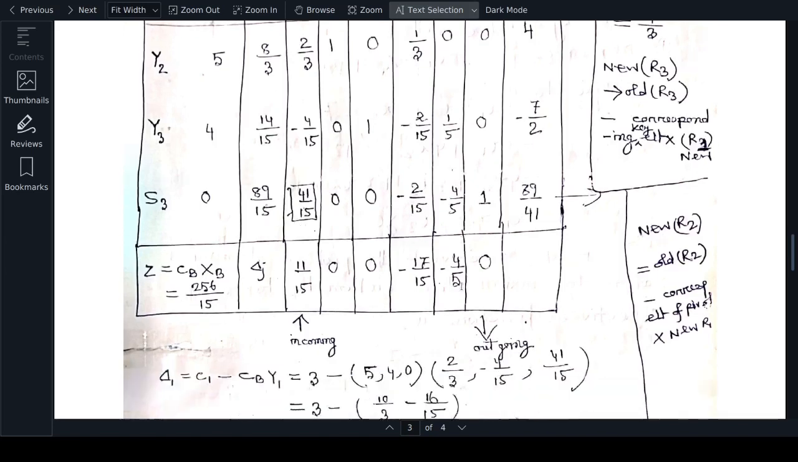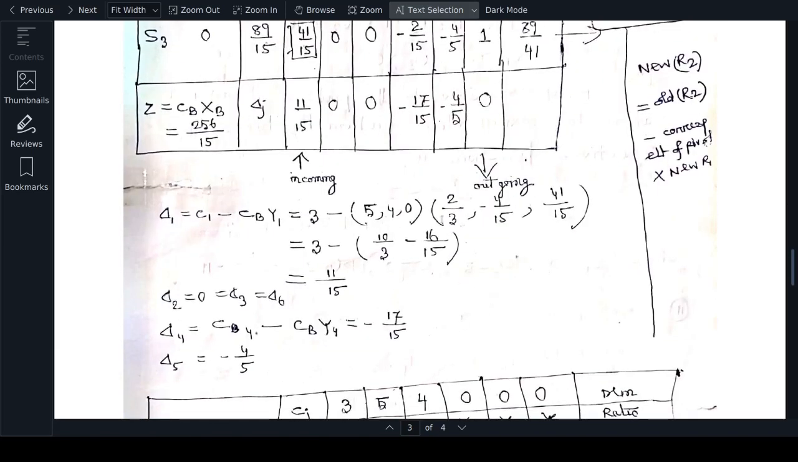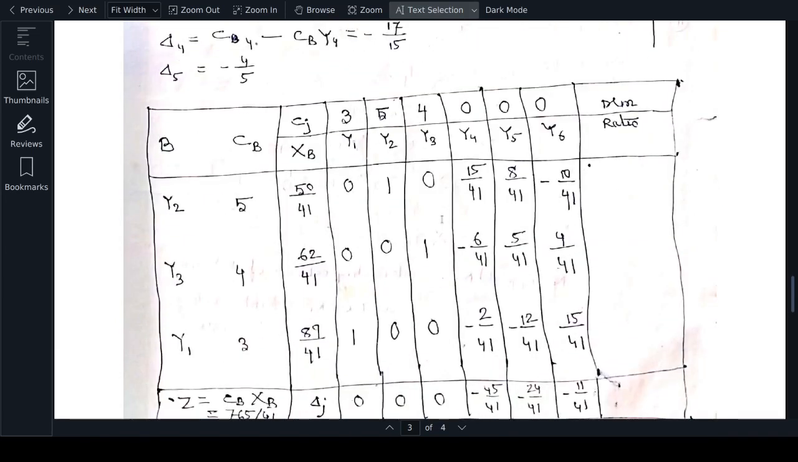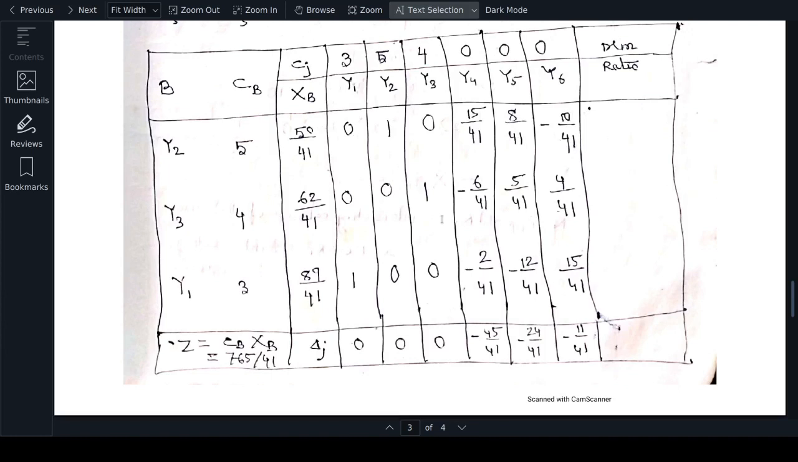After calculation, you will get the delta j values and the Z value. In the fourth table, you see all delta j values are less than or equal to 0. So this gives us an optimal solution.